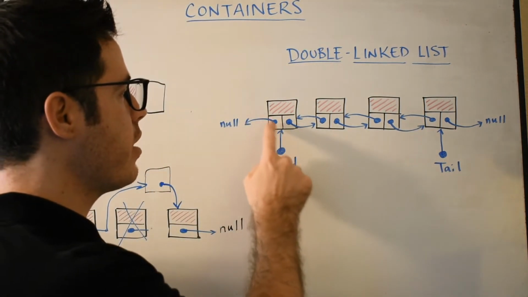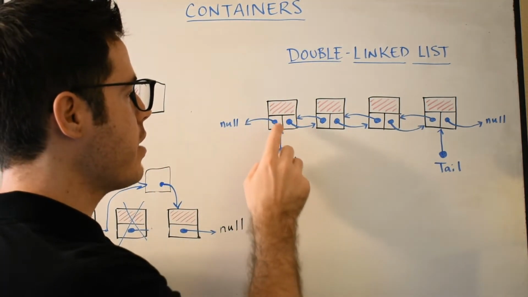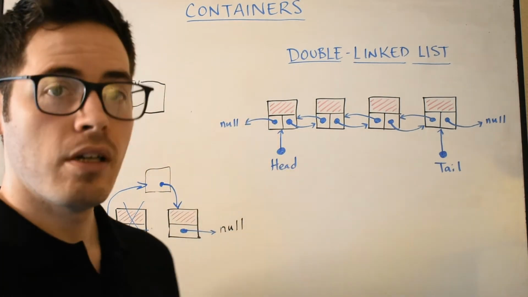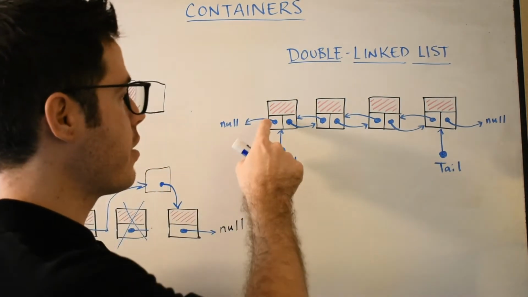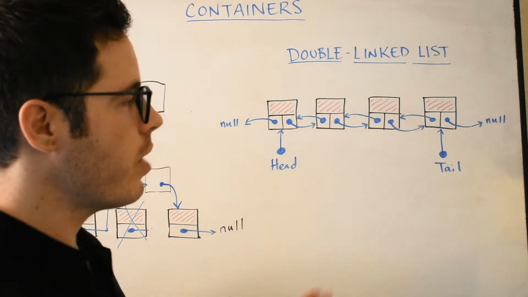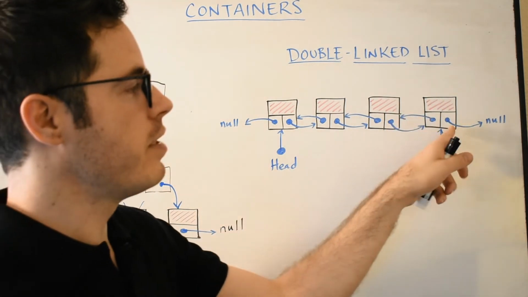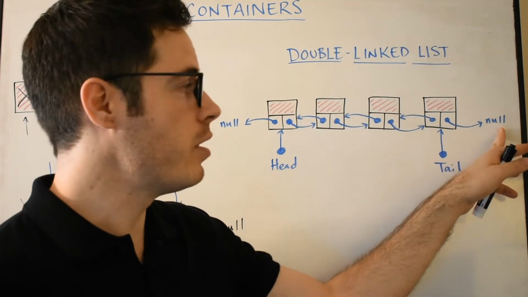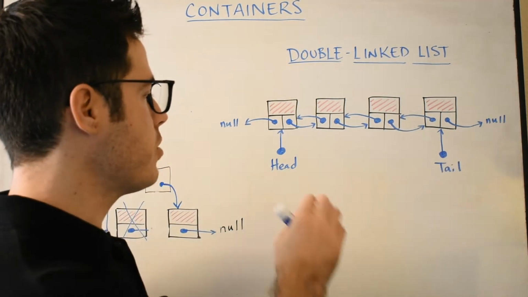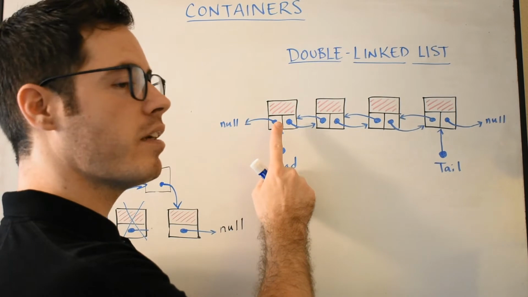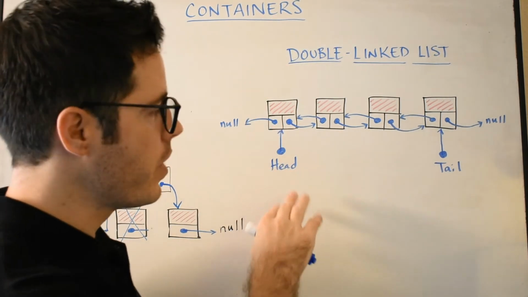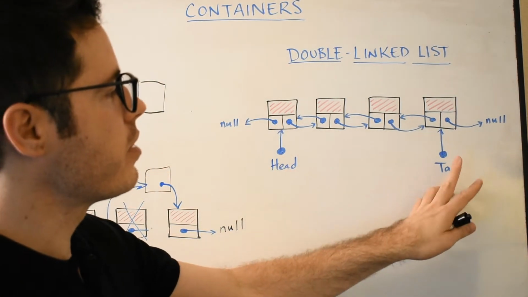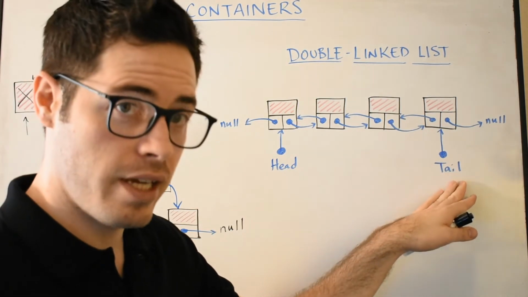The very beginning of the list contains a previous pointer, but it's pointing to nothing. So this is going to be a null pointer. Likewise, the very end of the list has a next pointer, and that too is pointing to nothing, so it's also null. Now you have a special type of pointer pointing to the beginning of the list, typically called head, and you have a special pointer pointing to the end of the list, typically called tail.